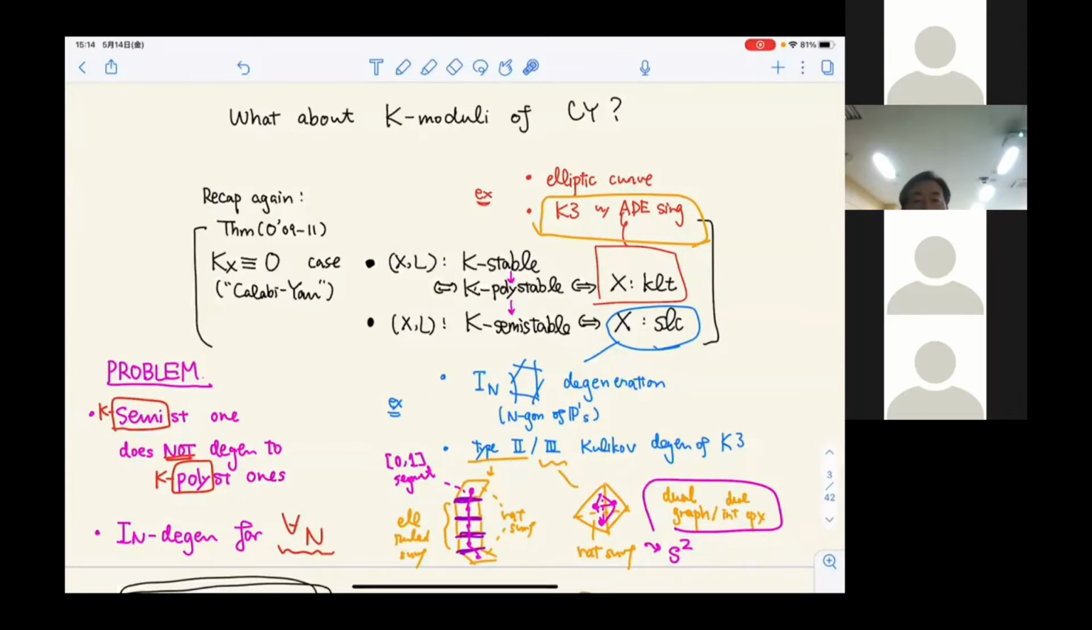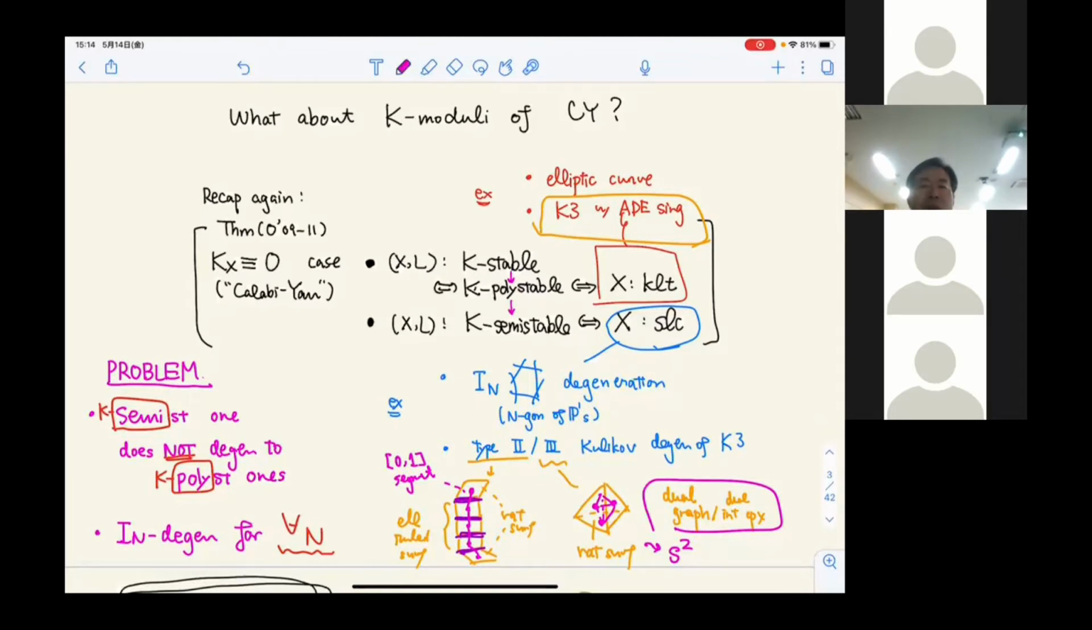But anyway, here is a complication of the moduli compactification. So even if you consider just the elliptic curve or K3 case, there's a subtle problem if you compare with the Fano case and the K-ample case, or just the usual GIT story. So in GIT, every semi-stable object should degenerate to a unique semi-stable one, which corresponds to a minimal orbit or closed orbit.